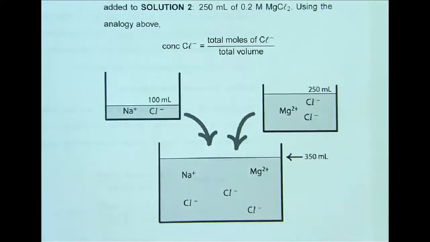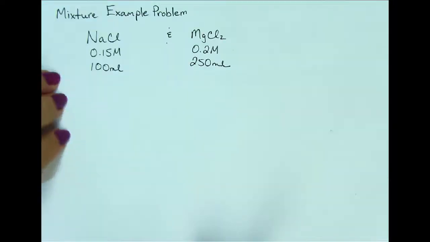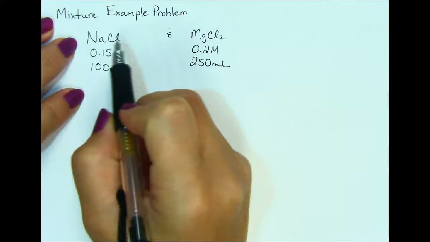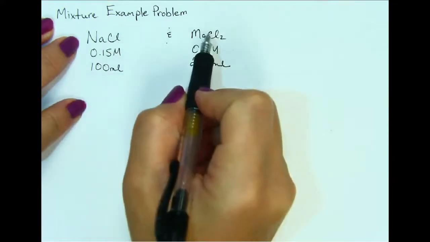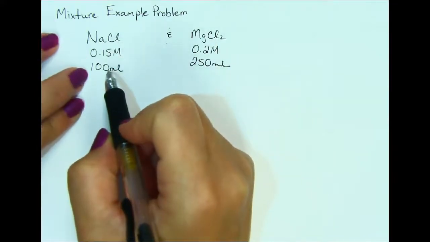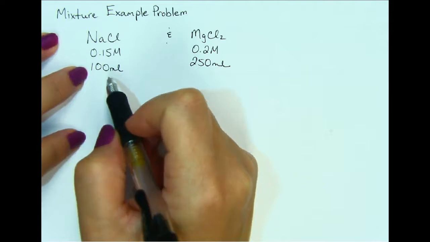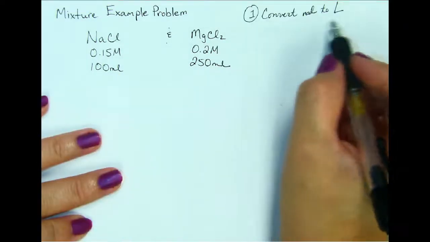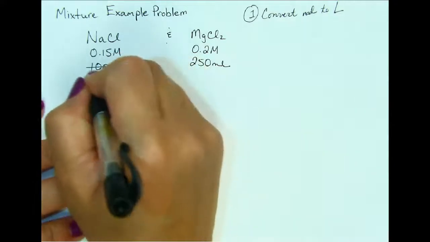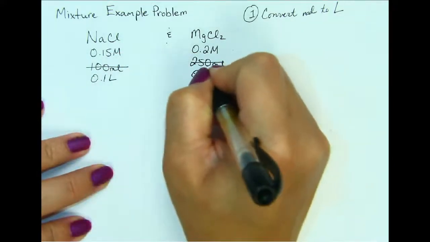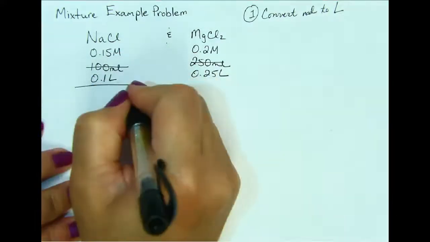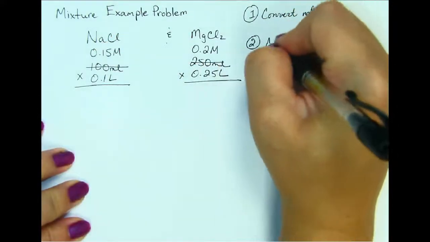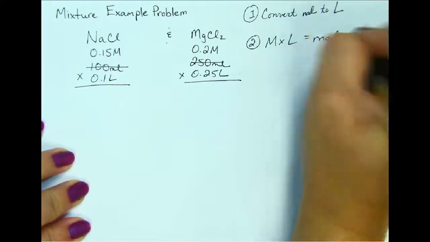Okay, so we're going to work this problem out on a piece of paper, and I'm going to talk you through step by step. So here I've written the two different solutions, sodium chloride, magnesium chloride. I have their molarities and I have the volumes that we were given for them. The first thing you're going to want to do is convert the milliliters to liters. So I've written that here. Number one, convert milliliters to liters. So this is going to be 0.1 liters and this is going to be 0.25 liters. Next, you want to multiply molarity times liters because that's going to give us moles, which is what we want to work in.